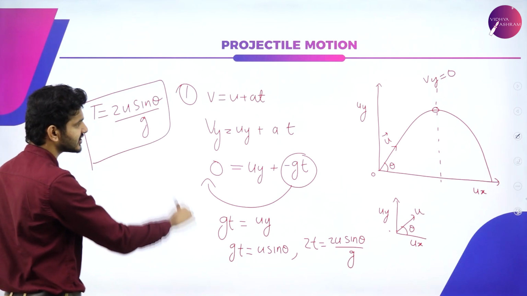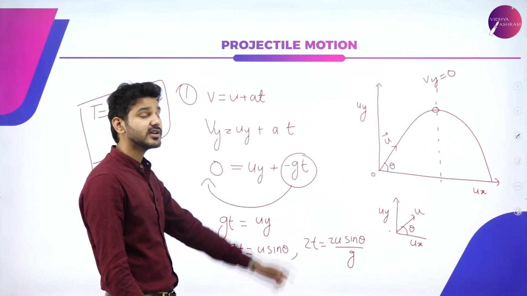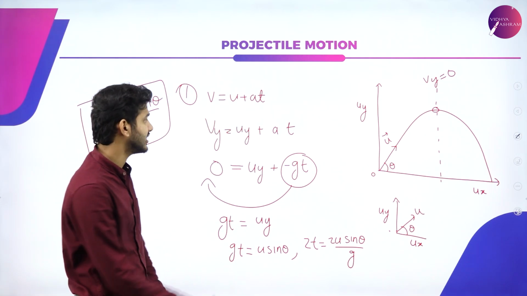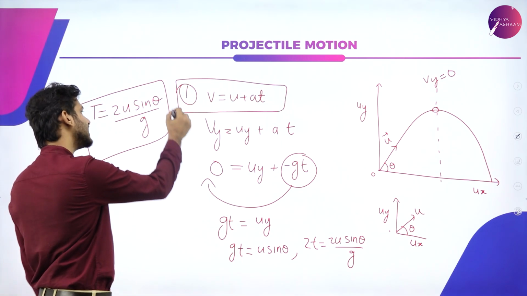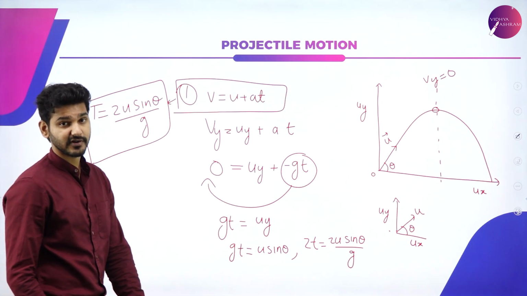I'm just refreshing your memory. This is obtained from the first equation of motion. That is the important thing. From the first equation of motion, we obtain the relation for time of flight.